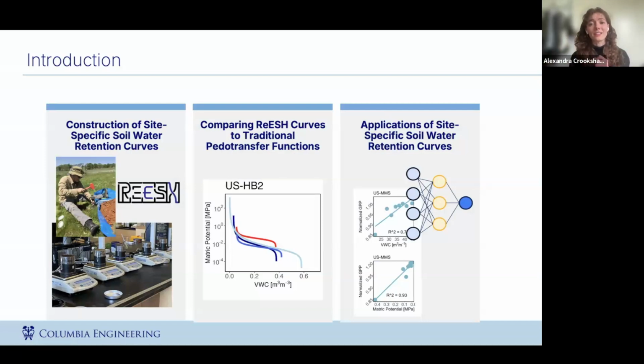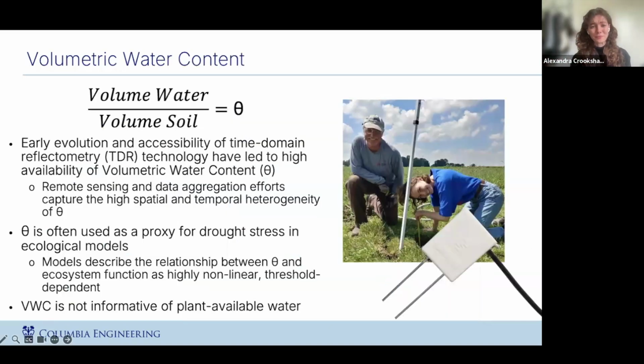We'll be comparing these REESH soil water retention curves to traditional pedotransfer functions. And then finally, we'll do a very quick introduction to two different applications of these curves and what we're hoping to grow the project into moving forward. So I won't delay any further and we'll get right into it.